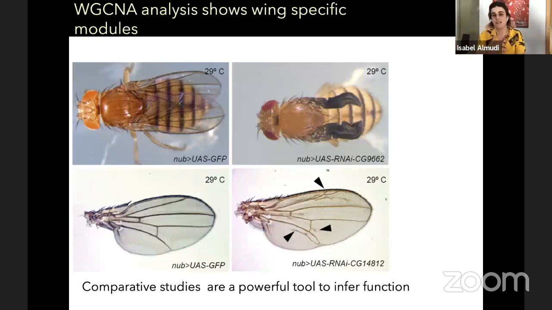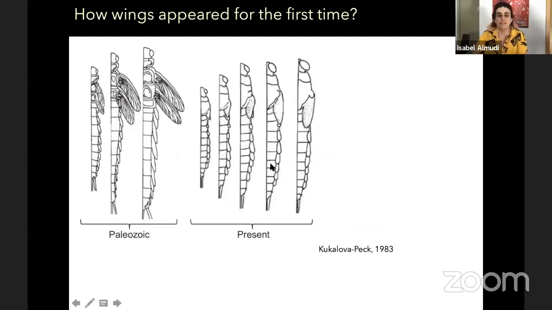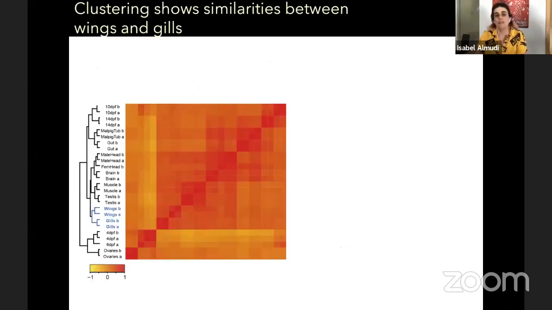But of course, this is just about conservation, not how wings originated the first time. There are several hypotheses still in discussion, and I don't want to go into the details because of the time. But one of the hypotheses suggests that in mayflies, wings and gill plates are serially homologous organs. So we wanted to do a preliminary, first transcriptomic approximation, and for that we did a cluster of all our transcriptomes to see the relationships between them, and we observed that indeed wings cluster together with gills.